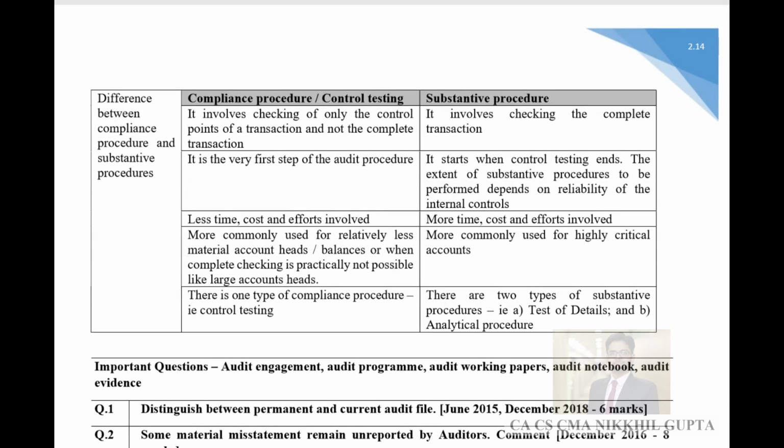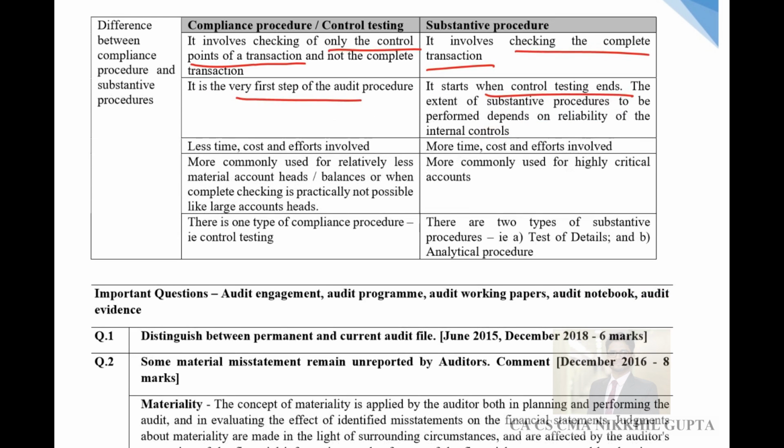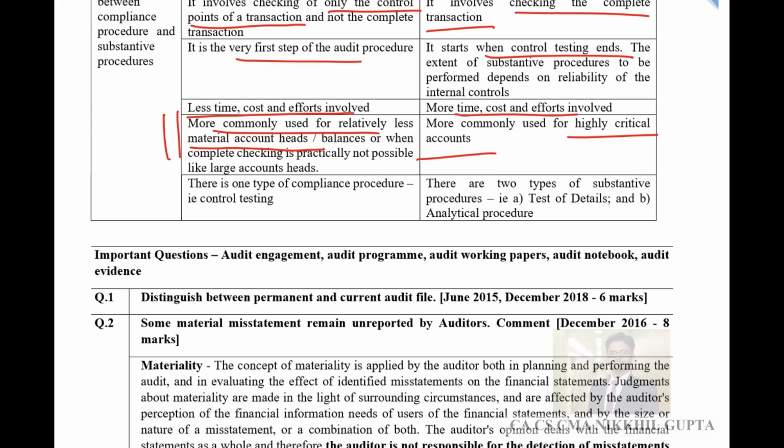And this is the difference which is given in tabular form. It involves checking of only control points of the transaction. It involves checking the complete transaction. It is the very first step. It starts where control testing ends. It is less time taking and less costly. It is more time taking, more costly. Commonly used for relatively less material account heads. It is used for less difficult account heads. It is used for highly critical account heads.